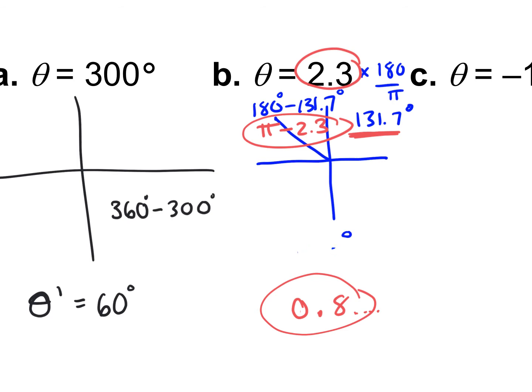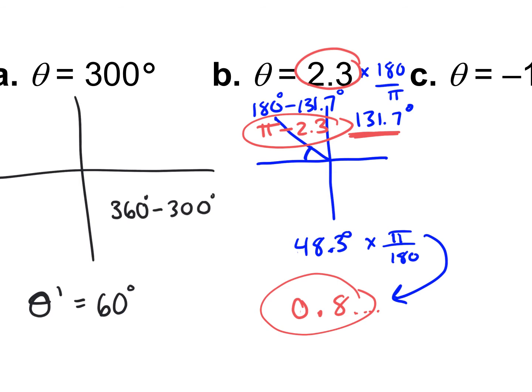So this should have been 48. 48 point what? It was not 0.3. Wait, which one was 48? Then our reference angle here in degrees would have been 48, and we would just have to convert that back, so we could multiply it by pi over 180, and then that would give us 1.8 something.